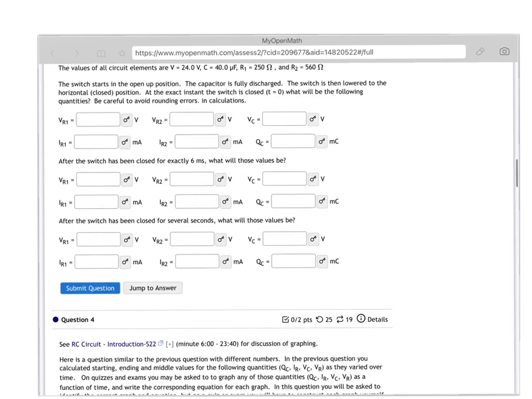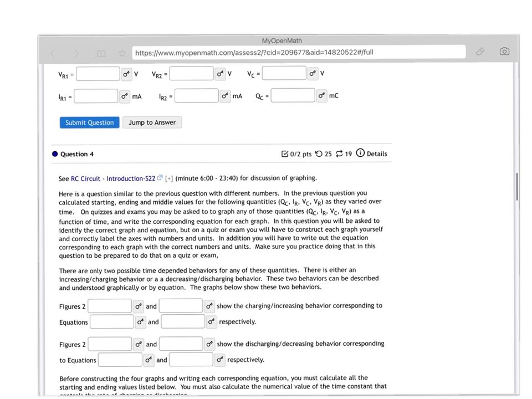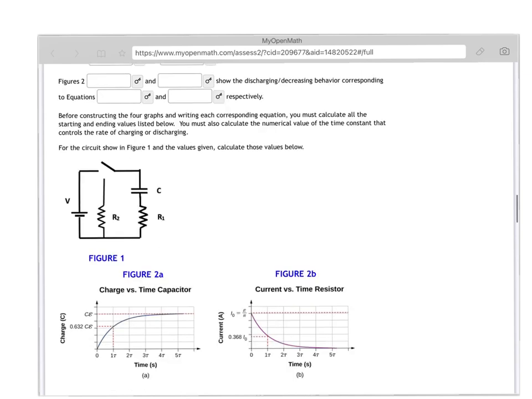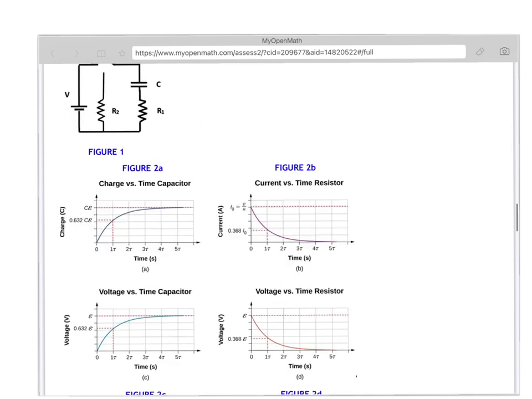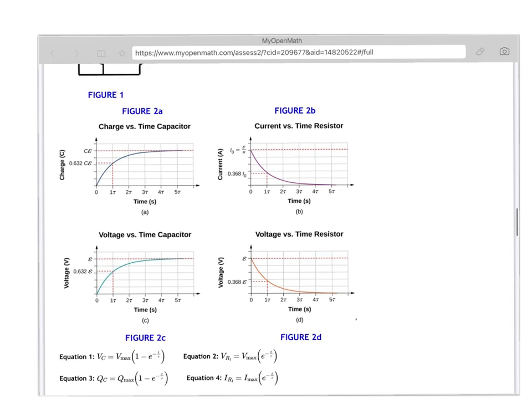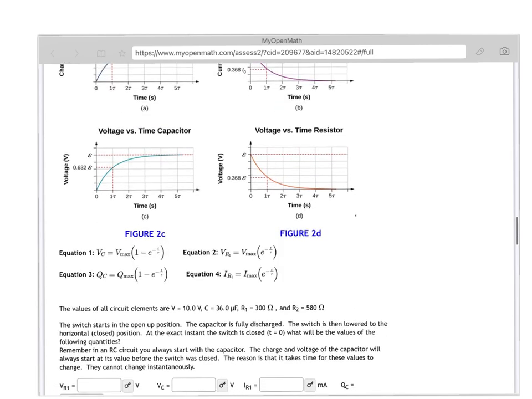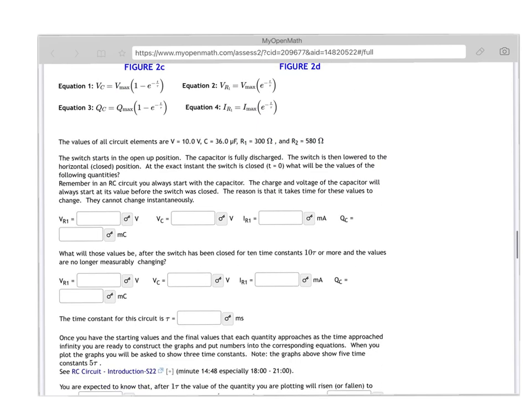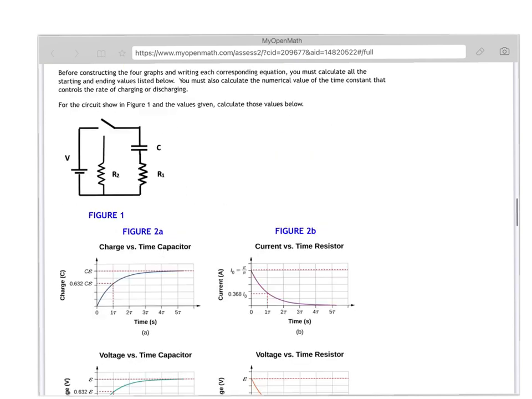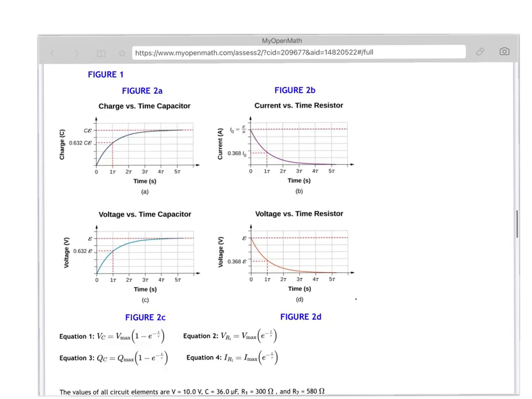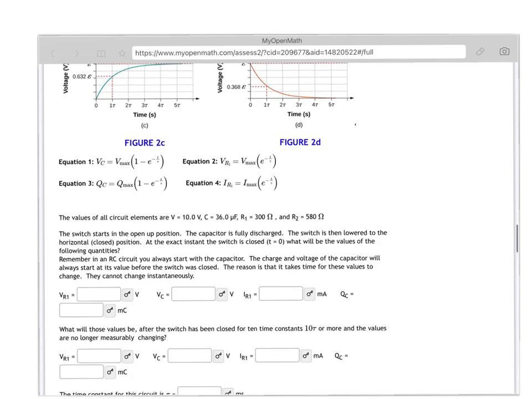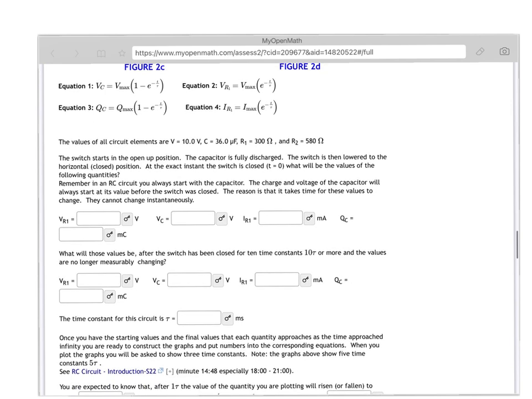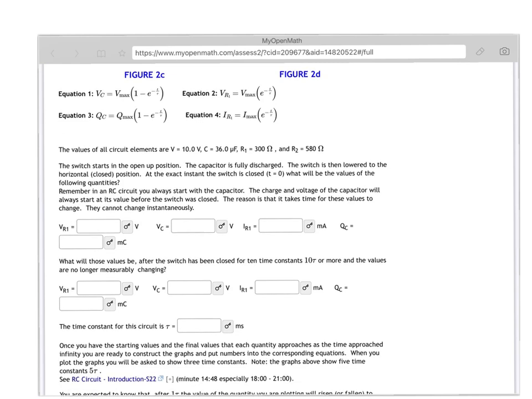Okay, the next question, 4, is very similar to this, only it's about graphing. So there's some questions here. I think you can answer them. There's some examples of the graphs, but we want to be sure we can graph them. So I'm going to go down here and look at the values we're given. We have this circuit here, and we're going to try and generate those graphs ourselves from the values that we're given. So let's take a look at this, and let's graph one at a time.